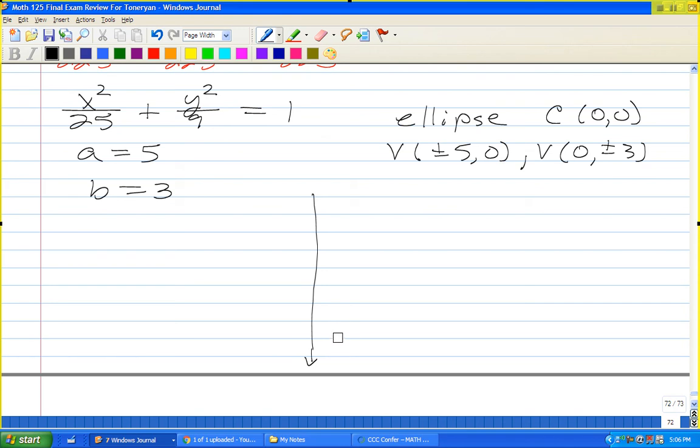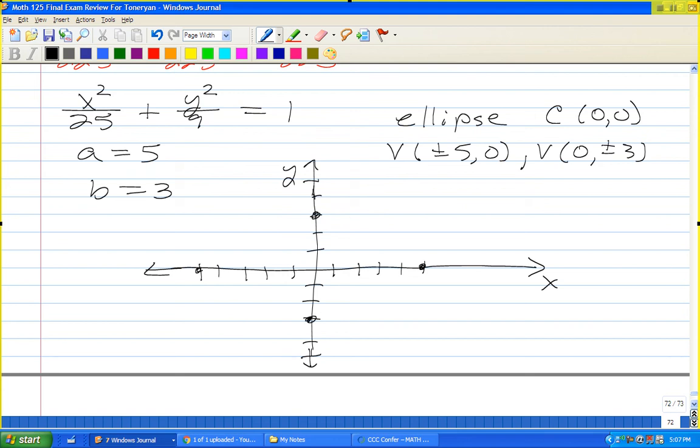Counting off the axes, 1, 2, 3, 4, 5. Oh, it's in the other direction. Okay, so I go 5 in the x, 3 in the y.